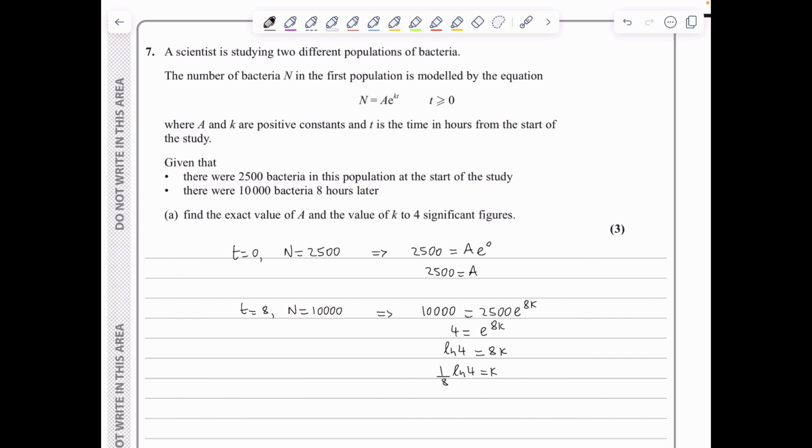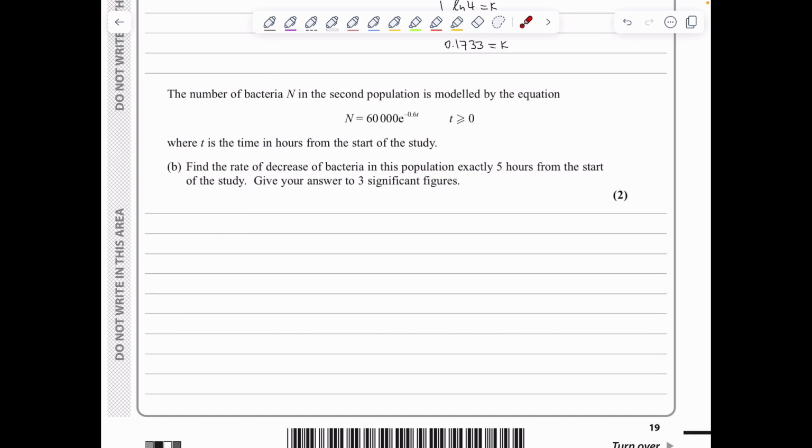Well, we have been told to give k to 4 significant figures, and this gives 0.1733 for the value of k. We're then told that there's a second population modeled through capital N equals 60,000 e to the negative 0.6 t, and we need to find the rate of decrease of the bacteria in this population 5 hours after the start of the study.